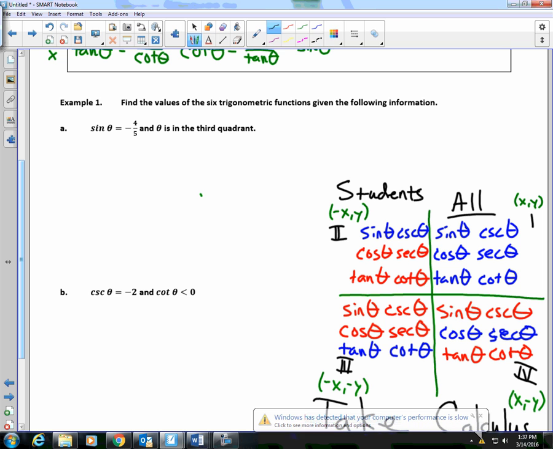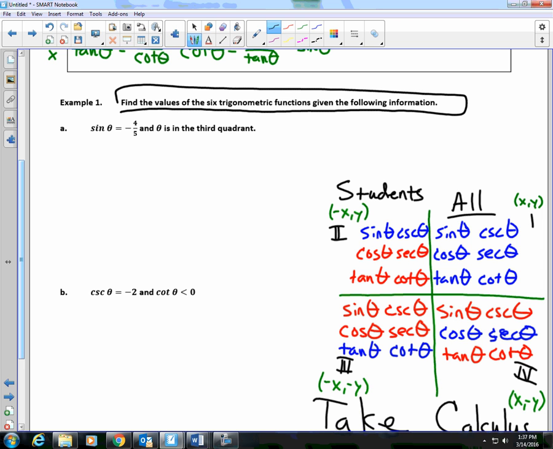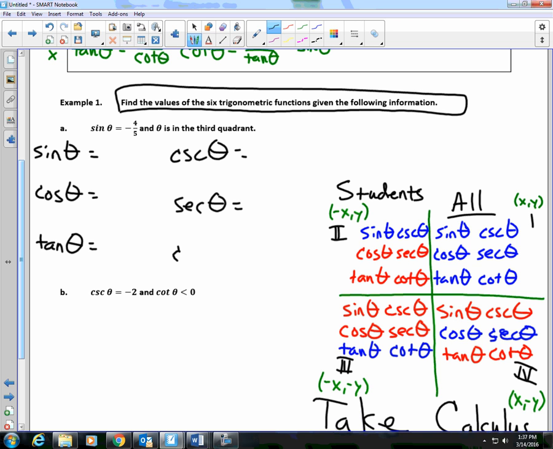Okay, we're just going to try to get through 2 today. Okay, that's it. Some heavy lifting. Okay, sine of theta is equal to negative 4/5, and theta is in the third quadrant. Find the values of the 6 trigonometric functions given the following information. Anytime you see that, you write down all 6. Sine of theta, cosine of theta, tangent of theta. Cosecant of theta, secant of theta, and cotangent of theta.